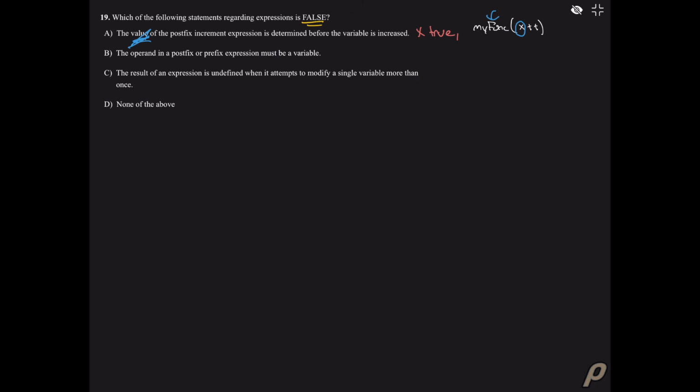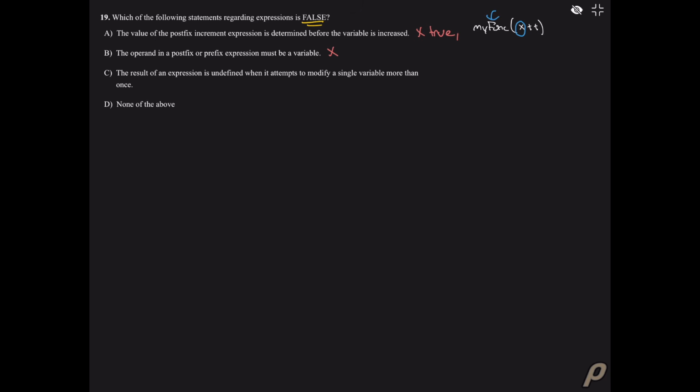So that one's a little tricky. It's just overly wordy, but that is indeed true, as I mentioned before. So B, the operand in a postfix or prefix expression must be a variable. And this is something that you can simply try on a compiler. Obviously, you don't have a compiler on the exam, but this makes a little sense.